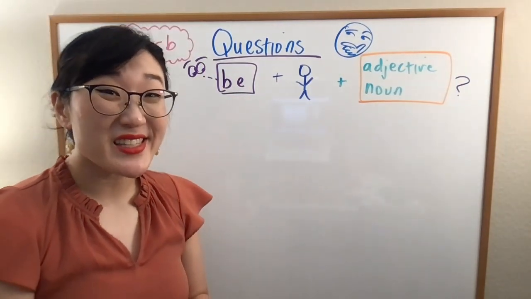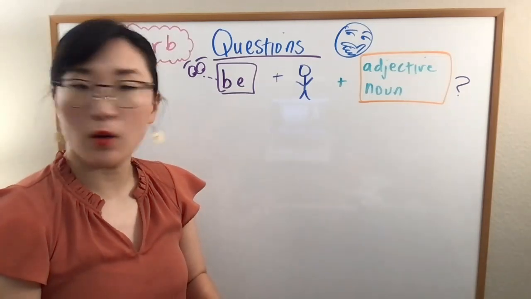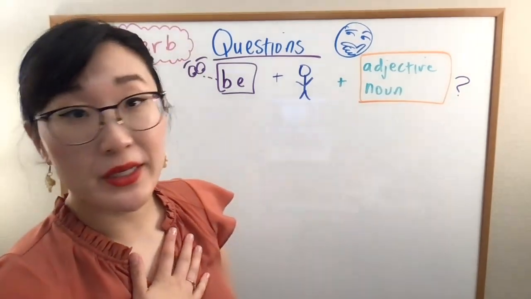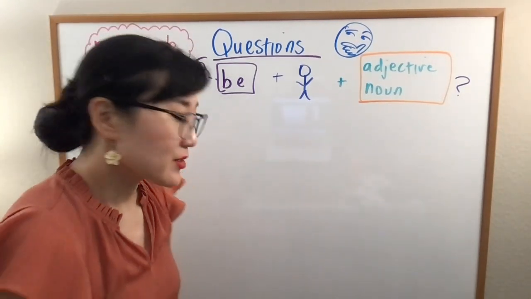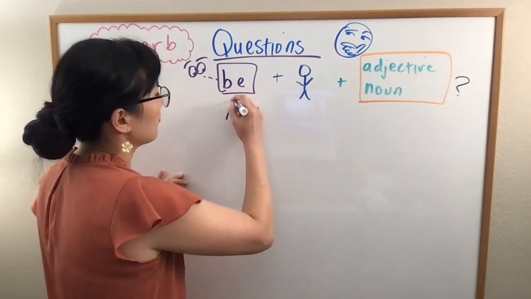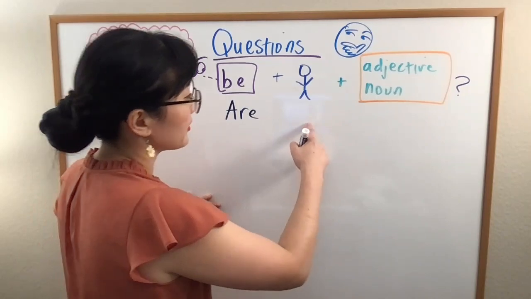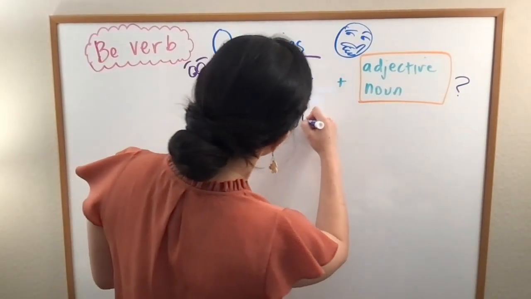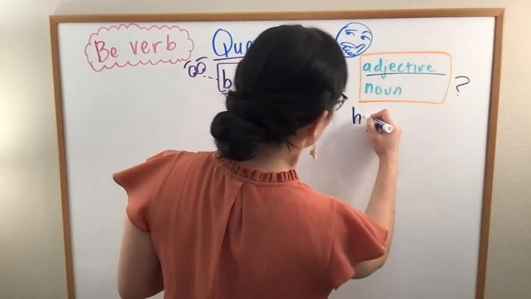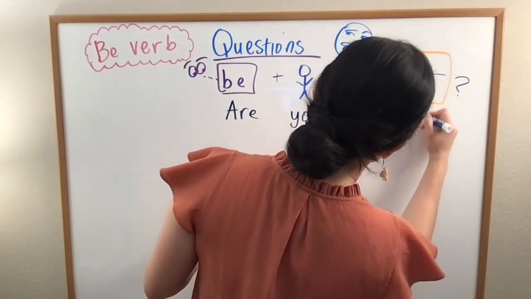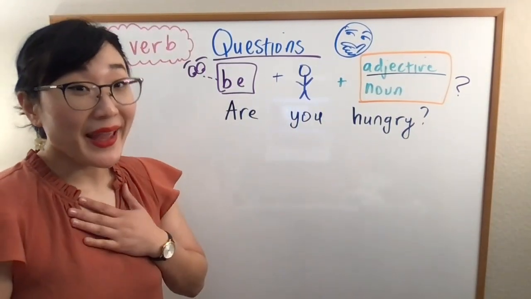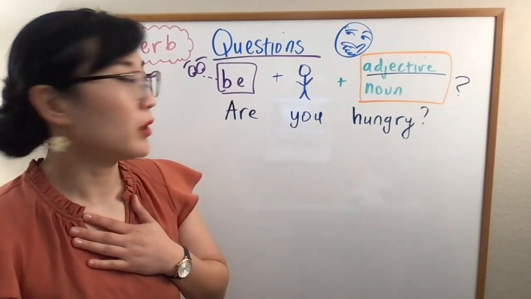All right. So if I follow this order and I see this be verb first, this is going to be a simple yes and no question. That means in my answer, I only have two options. So if I ask you, be verb, are, the subject, you, adjective, hungry? Are you hungry? My answer can only be yes or no.